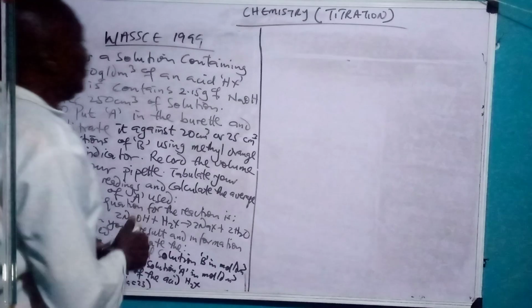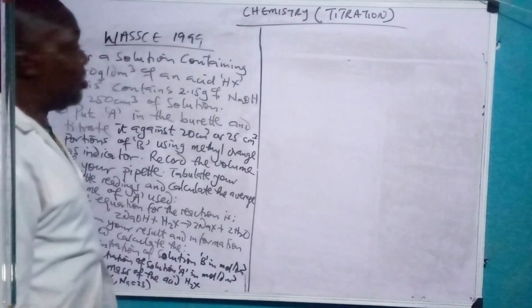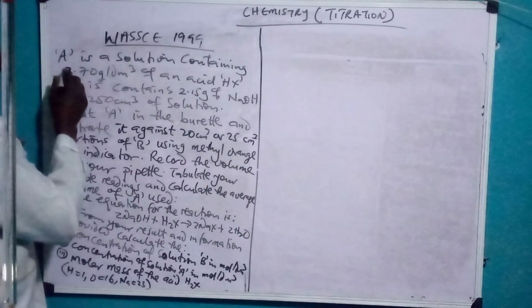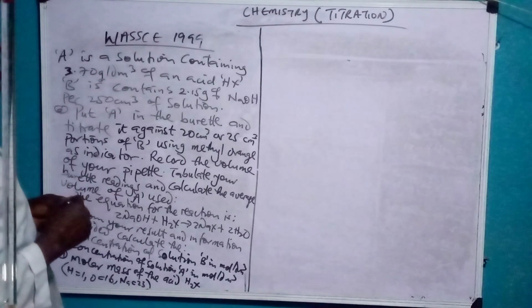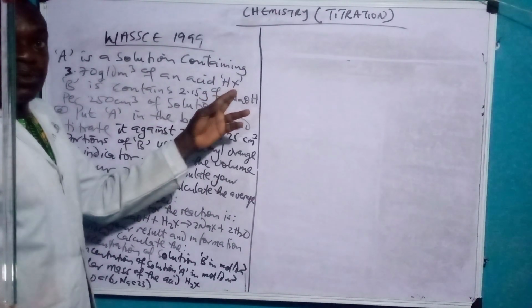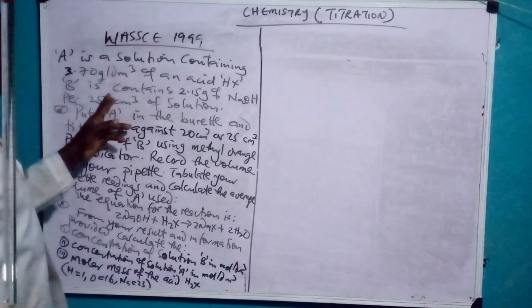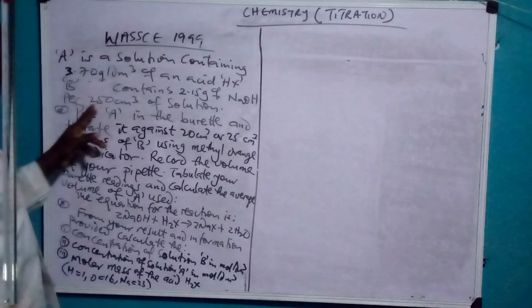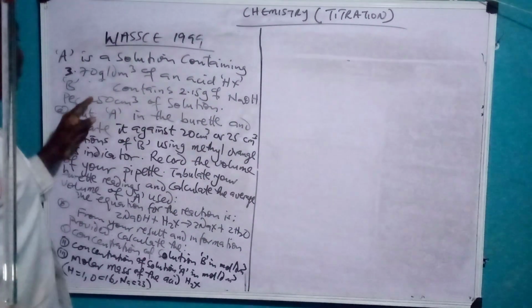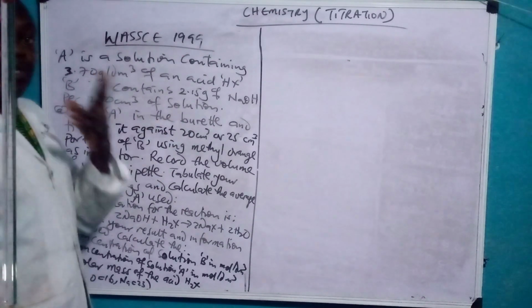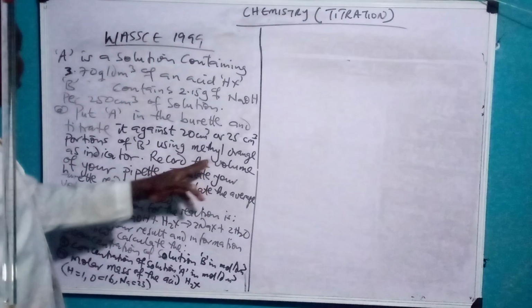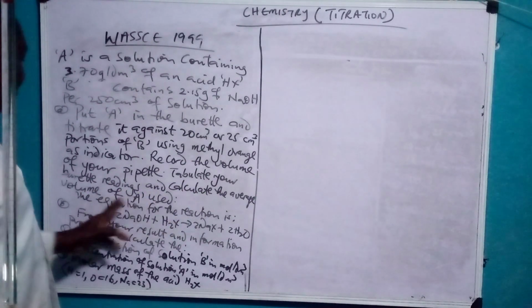This one occurred in 1999, but it's still the same question they always bring. A is a solution containing 3.70 gram per dm cube of an acid HS. The name of the acid is not known. B contains 2.15 gram of sodium hydroxide per 250 cm cube. Like I told you the other day, most students, when they see this, know it's not standardized. To standardize it, you get your 2 marks. Put it into the burette and titrate it against a 20 or 25 cm cube portion of B using methyl orange as indicator. Record the volume of your pipette, tabulate your burette readings, and calculate the average volume of acid used.